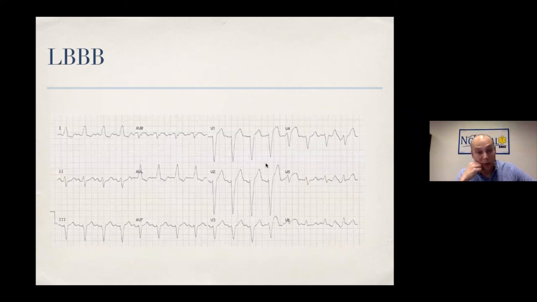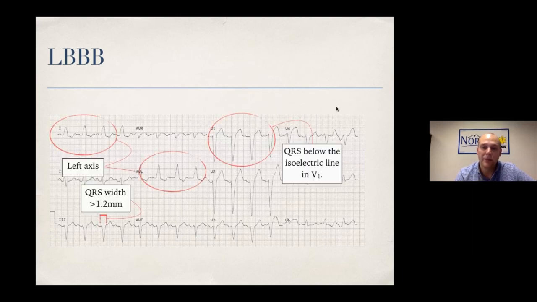The left bundle branch block is the exact opposite. I see that it's wide throughout, but I look up here at V1 and I see it's below the isoelectric line. So that's a left bundle branch block. You guys can see it there. It's below the isoelectric line here.